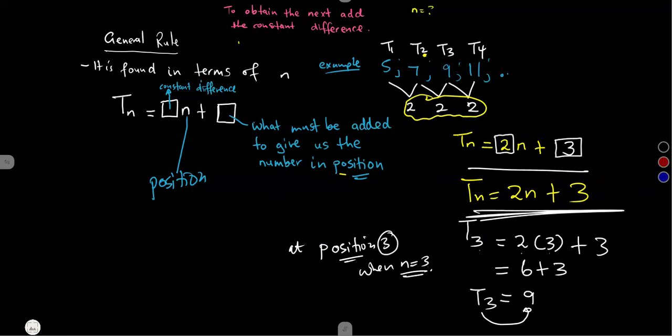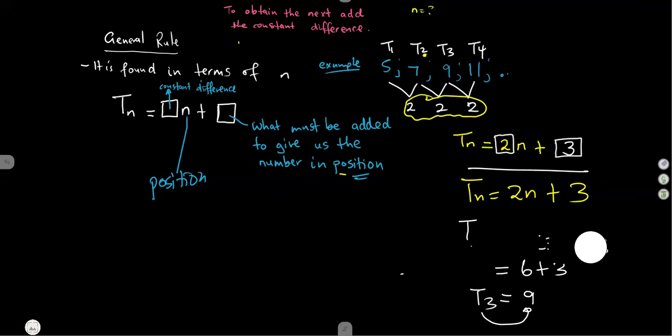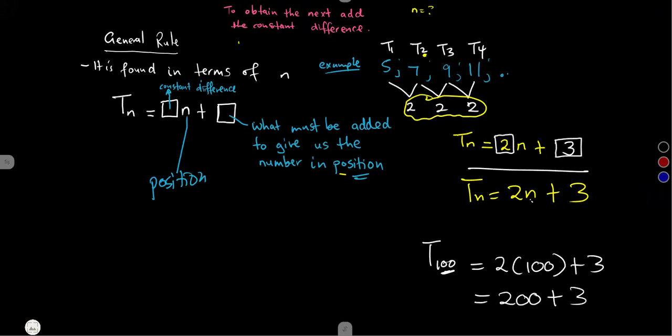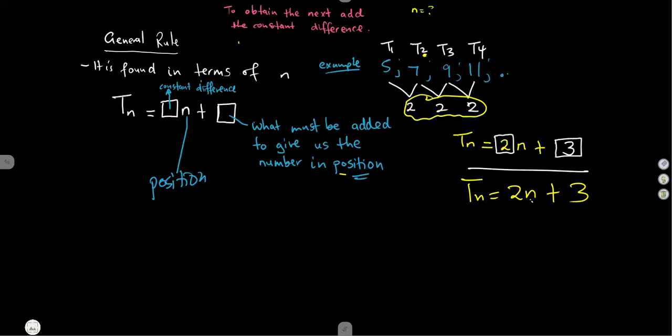So this rule, guys, can be used to find any term in position. They can ask you to find T when n is equal to 100. It means at position 100. We can substitute here. T100. It means n is 100. So put 100 where you see n. Then we must add a 3. So 2 times 100 is going to be 200, plus 3, which is going to give you 203. Just like that. So that is the consideration that you must put whenever answering these questions.